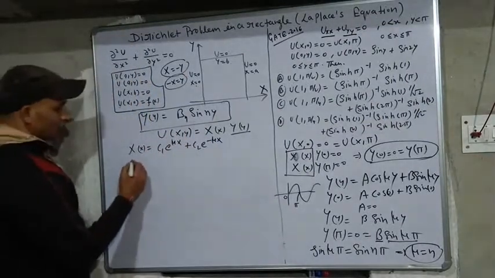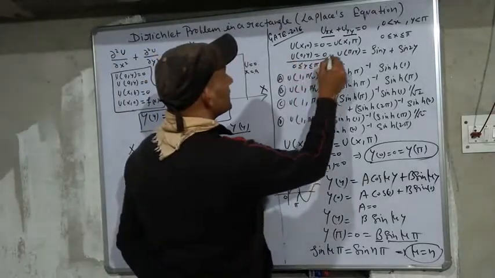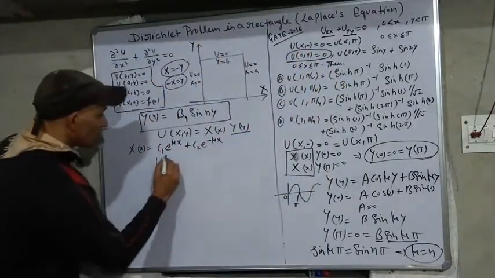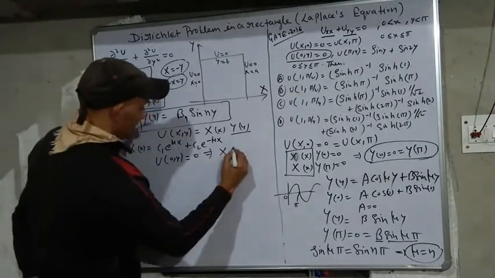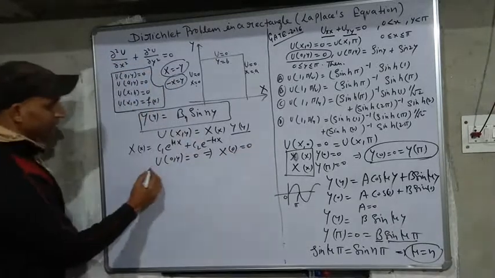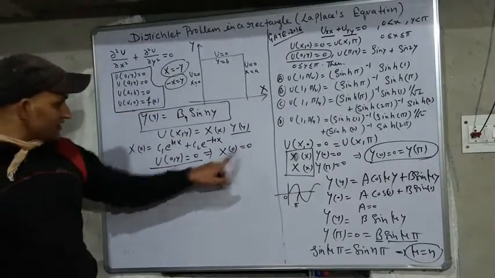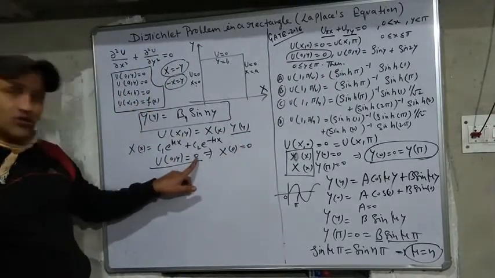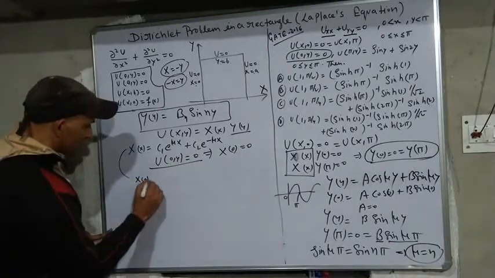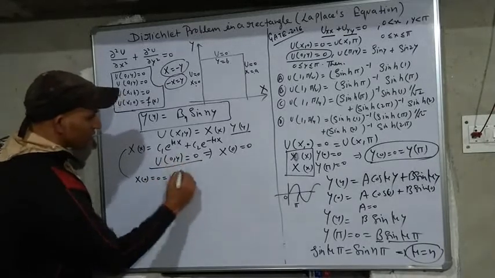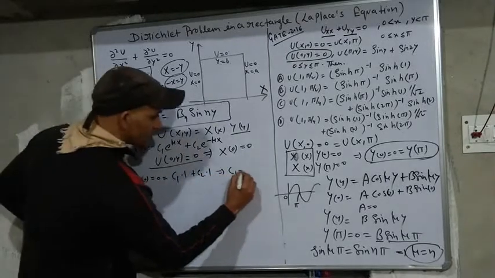Now the second boundary value condition is this, u(0,y) is equal to 0. It implies that X(0) is equal to 0. They have given us this u(0,y) is equal to 0. It implies that X(0) is equal to 0, since 0 is equal to 0. So if X(0) is equal to 0, it implies that c1 e to the power 0, which is 1, plus c2 e to the power 0, which is 1, is 0. It implies that c1 is equal to minus c2.